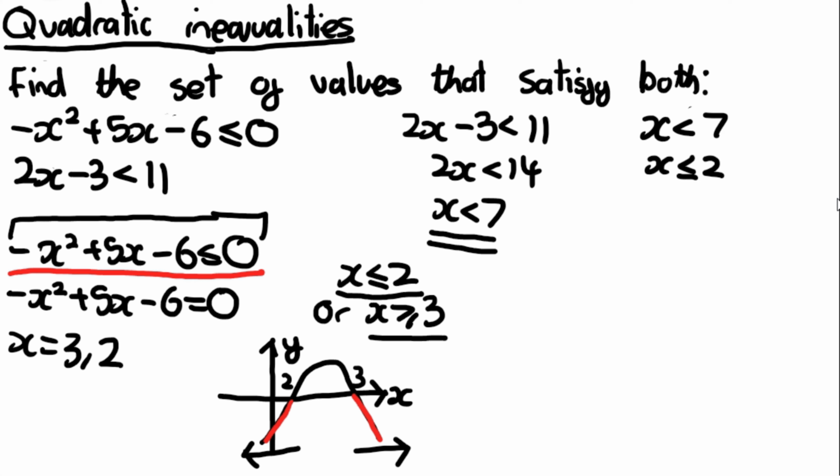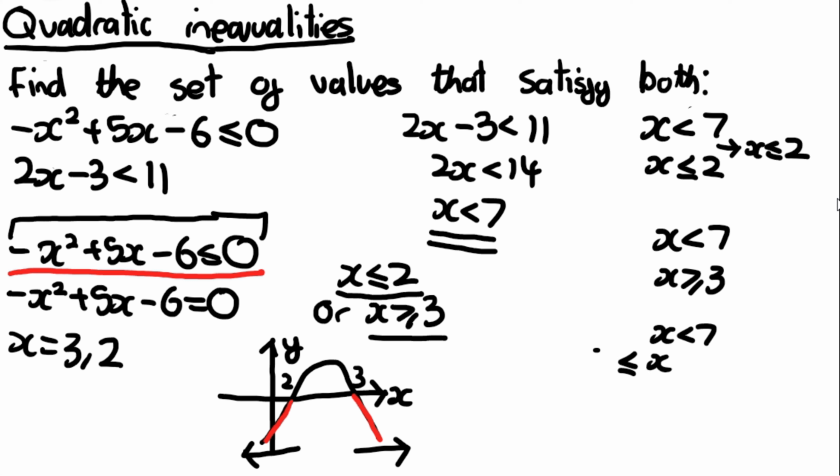This is quite easy to see, the inequality signs are the right way, and 2 is less than 7, so that will just simplify to x is less than or equal to 2, obviously. And then for the second one, x is less than 7 and x is bigger than or equal to 3. We can write these in the same direction to get x is bigger than or equal to 3 and x is less than 7, and we can merge that to get that x is bigger than or equal to 3 but is less than 7.